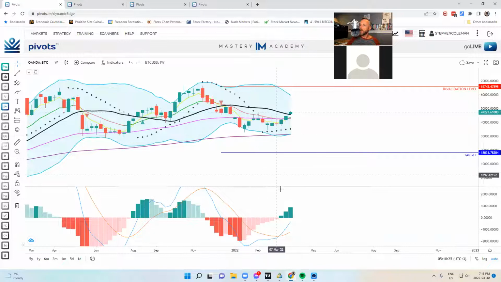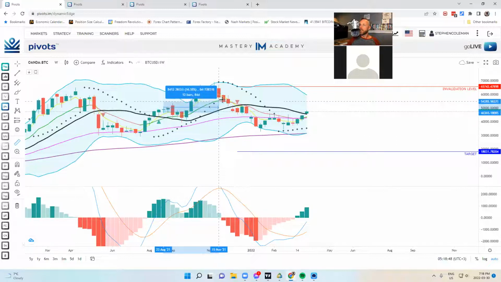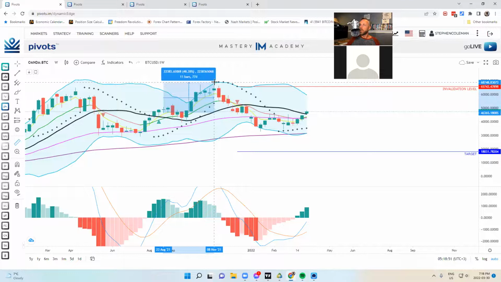Now, let's look at what happened last time we had a green arrow on the BTC USD chart on the weekly. Right here, August 16th, 2021. Let's look at what happened to Bitcoin after we had this arrow, even if you were a week late. Let's measure from here. See what happened to Bitcoin. Bitcoin went up 48% to $65,000 last time we had a green arrow. So that's kind of exciting, isn't it?